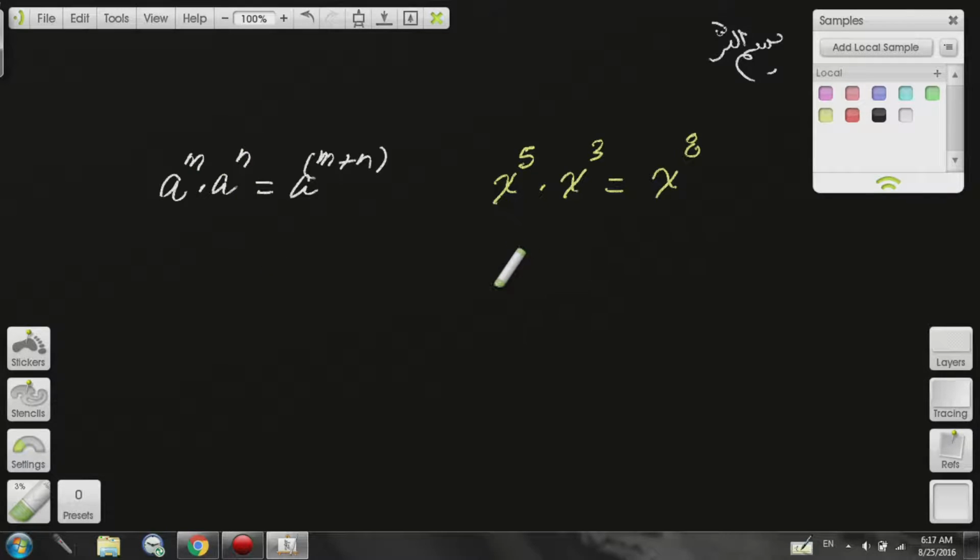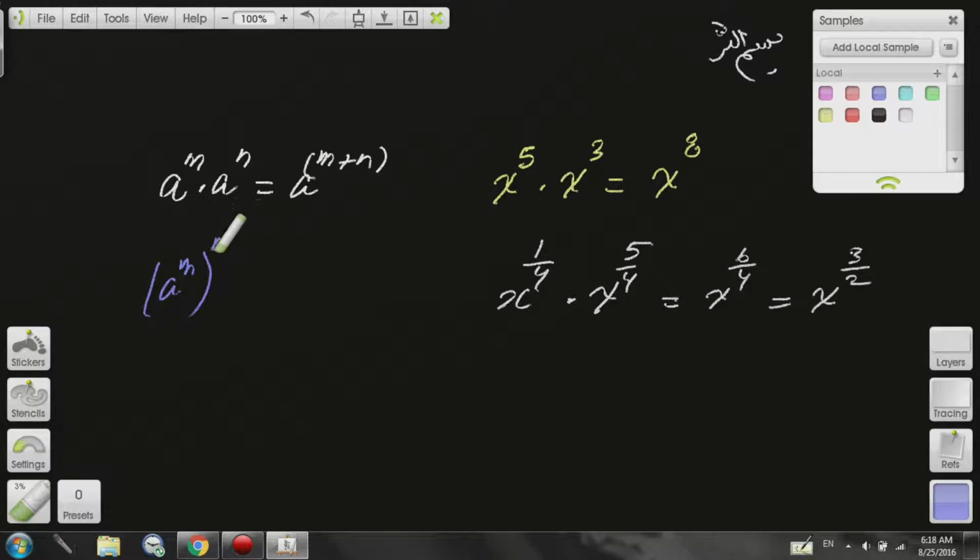Now, these same rules also apply to fractional exponents, such as x to the 1/4 times x to the 5/4, for example, which will be x to the 6/4. You just add them up, and you can simplify this as x to the 3 over 2. So all the rules that we previously laid out for exponents will also apply to fractional, rational exponents. And we have also said a to the m to the power n equals what? Very good. A to the m times n. I'm pretty sure you got that.